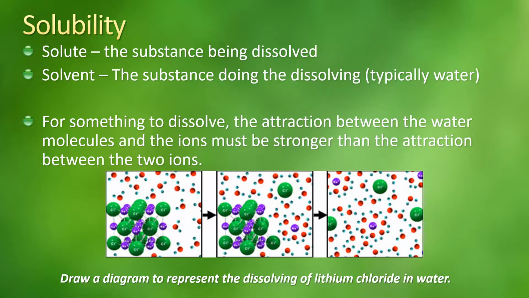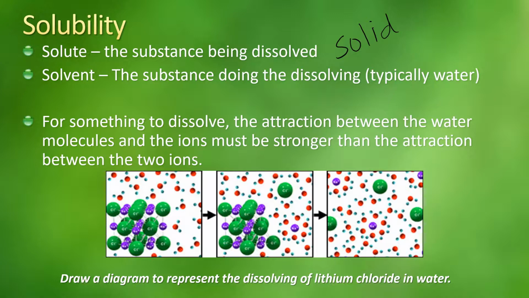The first word we want to look at is solute. This is the substance that's being dissolved. This is typically going to be a solid substance. In our case, it'll typically be an ionic compound. The solvent is simply the substance that's doing the dissolving. For our intents and purposes, this is typically going to be water, the universal solvent.